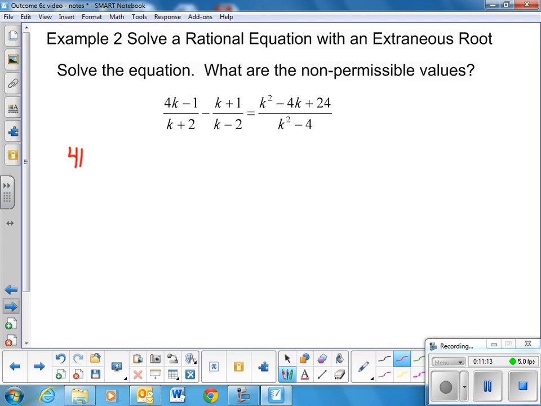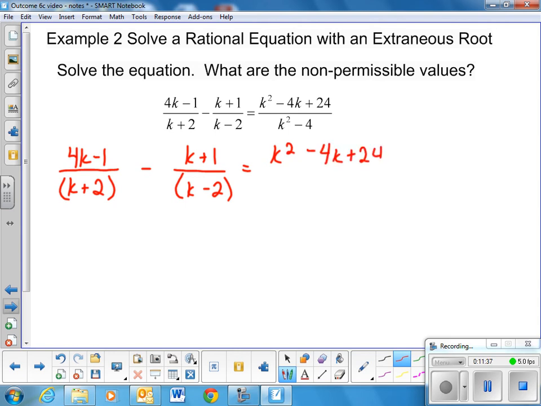So in the top, the 4k minus 1 stays. K plus 2 is already as factored as it can be. Minus k plus 1 all over, again, k minus 2 cannot be factored. There's no use factoring the numerator on the right-hand side, so leave it as k squared minus 4k plus 24. But we can factor the bottom here into k minus 2 and k plus 2. Our lowest common denominator is going to be k plus 2, k minus 2.